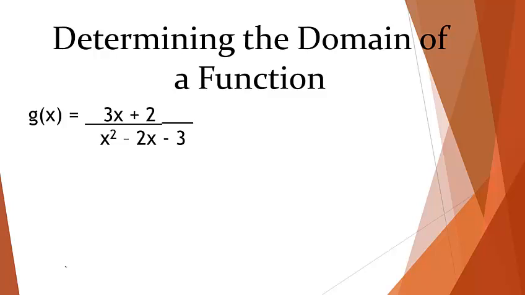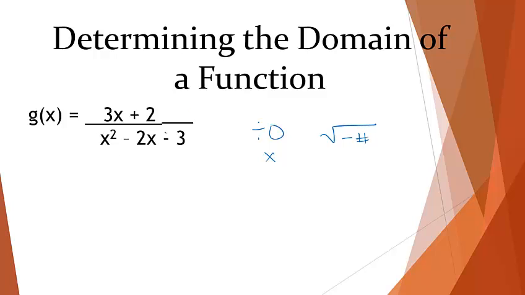Let's take another look at determining the domain of a function. We know that domain values are our x values, and we're trying to avoid anything that's going to give us a solution that's not a real number. So we're avoiding division by 0. We can't do anything that looks like this, and we can't do any even roots of negative numbers, so no square roots of negative numbers.